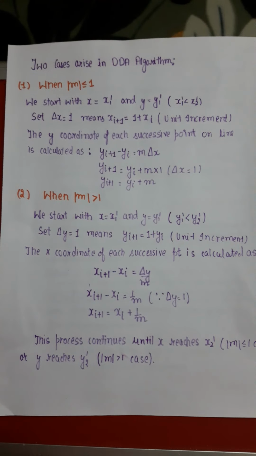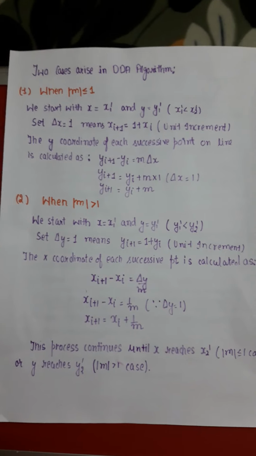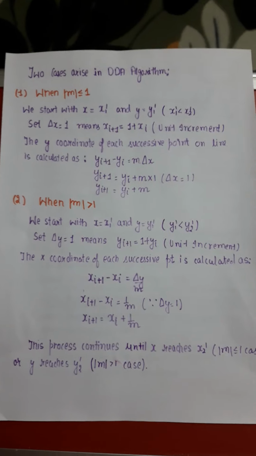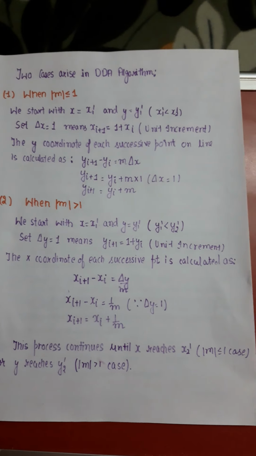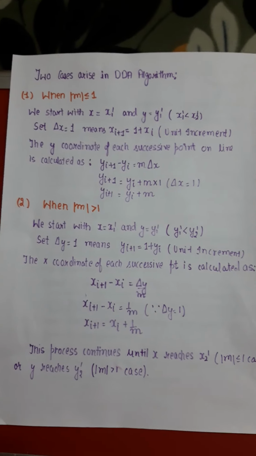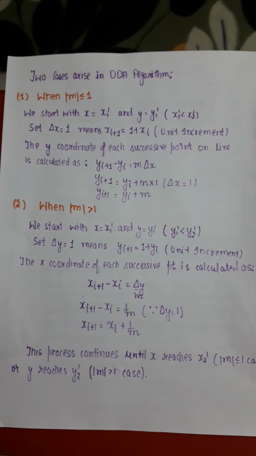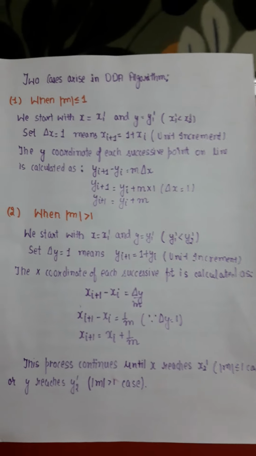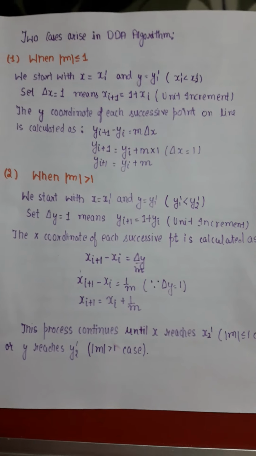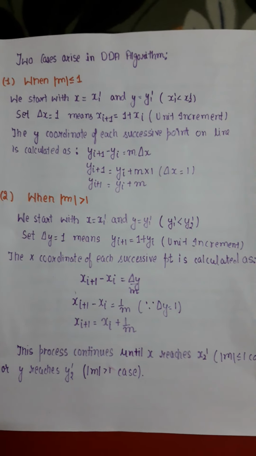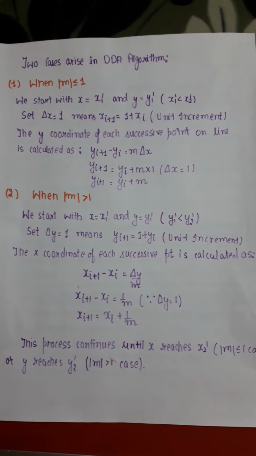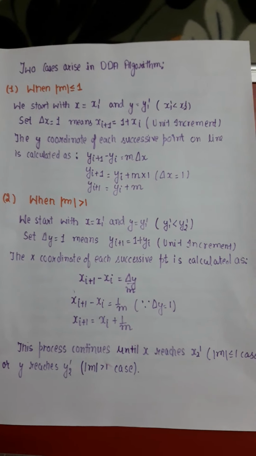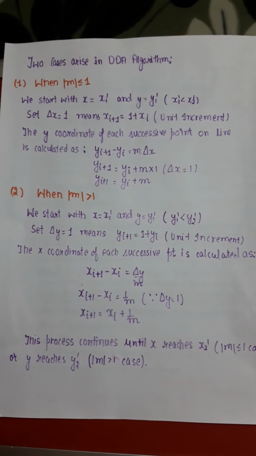The second case is when the mod of m is greater than 1. Here we will start with x equals x1 dash and y equals y1 dash, that is the starting point of the line. And in this case, we are assuming that y1 dash will be less than y2 dash, right? So we will set delta y equals 1, meaning the next value of y will be 1 plus the previous value, right? So here xi plus 1 minus xi equals del y upon m, we know that. So we can calculate here xi plus 1 equals xi plus 1 by m, right? Now I have placed 1 here instead of delta y because we know that in this case delta y will be 1.